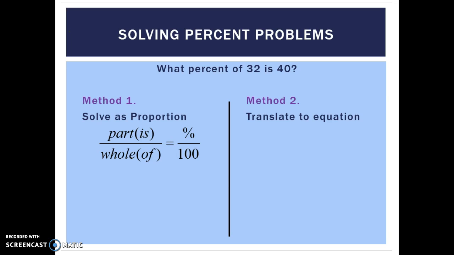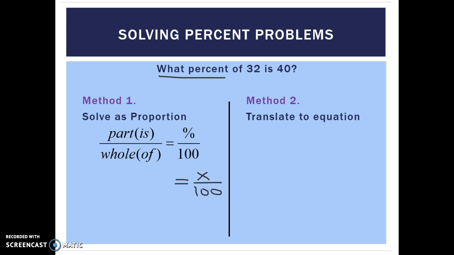So setting it up with our proportion equation, the part over the whole, you'll notice I have these little words, is and of, next to it. That's just to help you know which number should go where. So in this problem, we're solving for percent. What percent of 32 is 40? So the percent, that's our unknown value. So that's going to go in for the percent here, our x over 100.